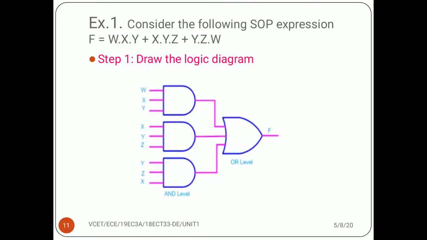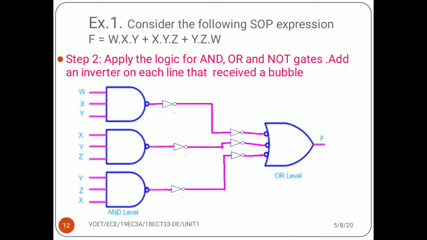So we can use 3 input AND gates and also one OR gate. So we can draw the logic diagram for the given expression. And next, apply the logic for AND, OR and NOT gates. That is, we have to add an inverter on each line that receives a bubble.